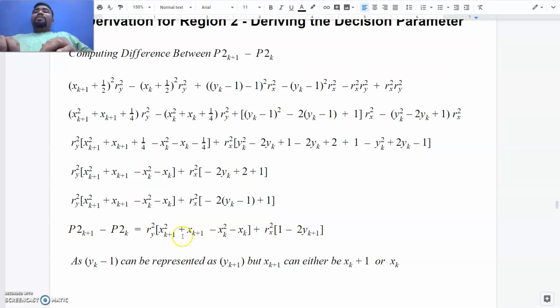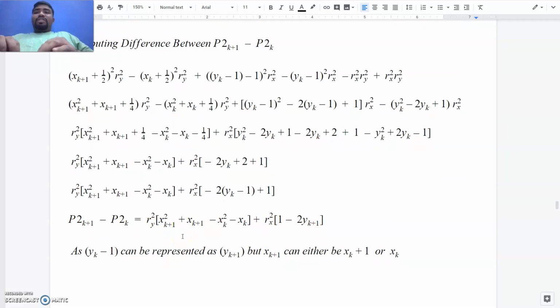Using this difference, we can find out the decisions, right? So now this is the same thing written over here as yk minus 1 can be represented as yk plus 1, right? But obviously for xk plus 1, we have nothing to be written because we don't know whether it's going to be xk plus 1 or xk.